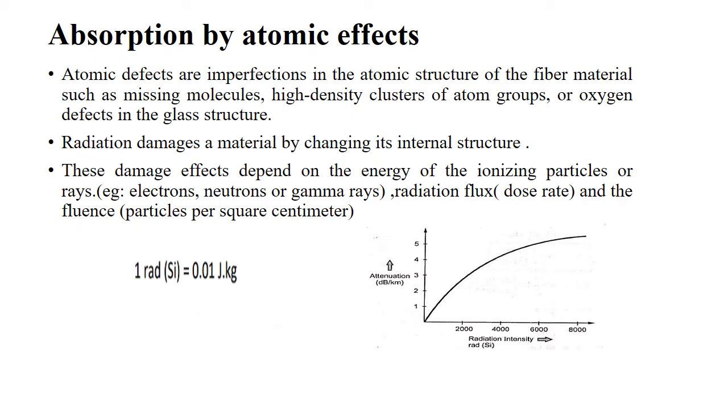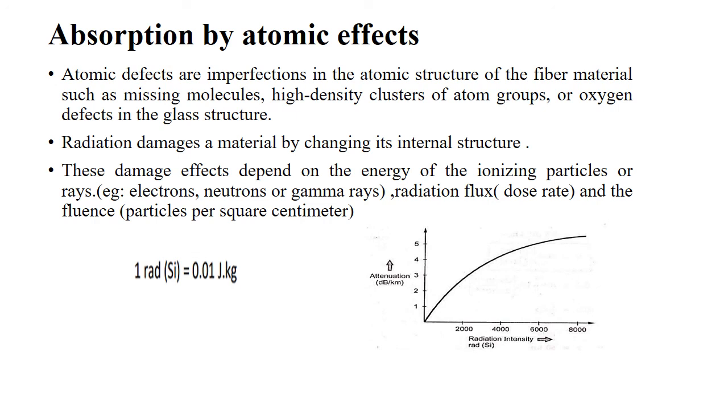Next one is absorption by atomic defects. Atomic defects are imperfections in the atomic structure of the fiber materials, such as missing molecules, high density clusters of atom groups, or oxygen defects in the glass structure. These absorption losses are negligible when compared to the intrinsic and impurity absorption effects.